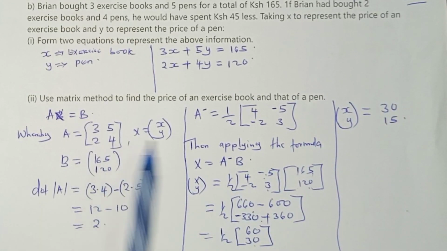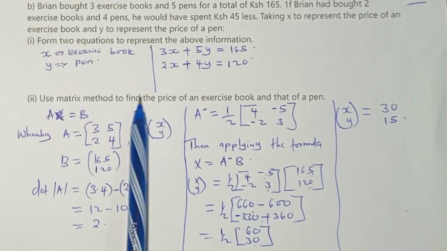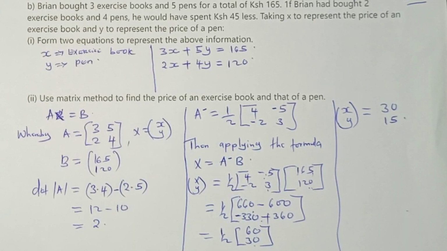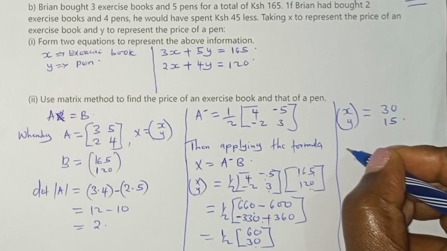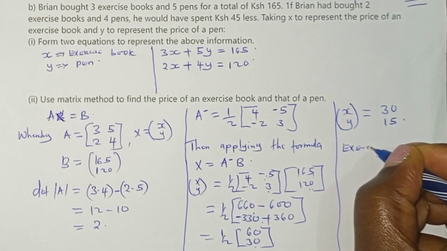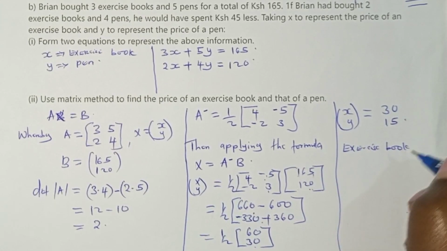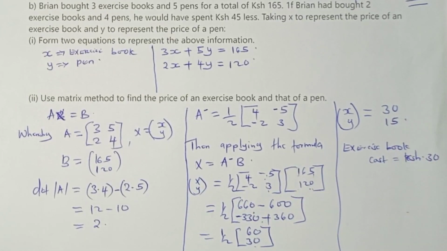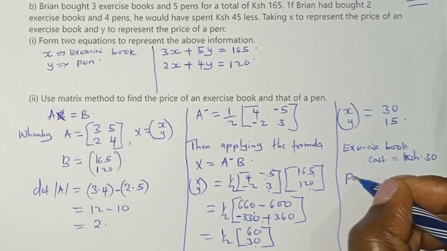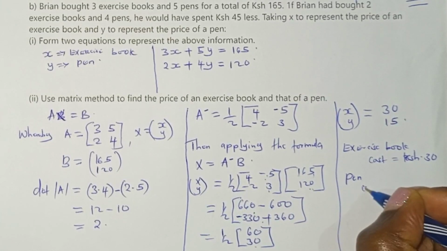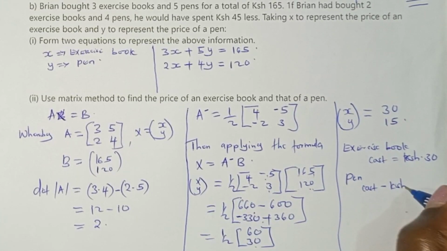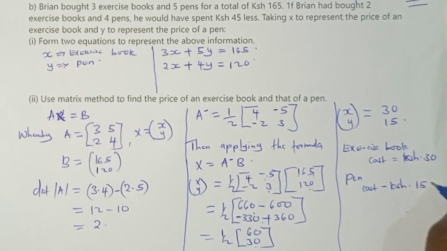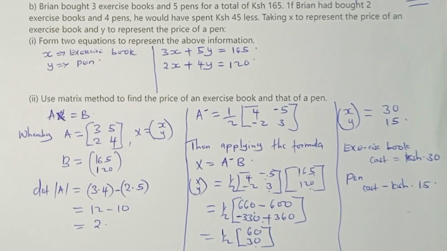Remember, the value of exercise book was represented by x, and y represented the cost of a pen. So the exercise book costs 30 shillings, and the pen costs Kenya shillings 15. So exercise book goes for 30 shillings and pen goes for 15 shillings.